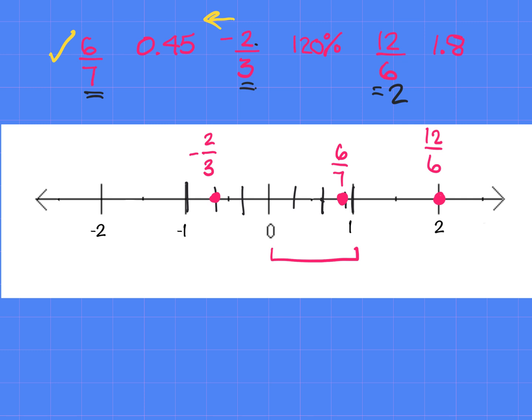Now let's look at the decimal values. So we'll change our colors here. So right away we can see, and we'll check these off that we've done these. Okay, right away we see that 0.45. Now this 0 indicates that we have a number in between 0 and 1. So we don't have a whole, it's between 0 and 1.